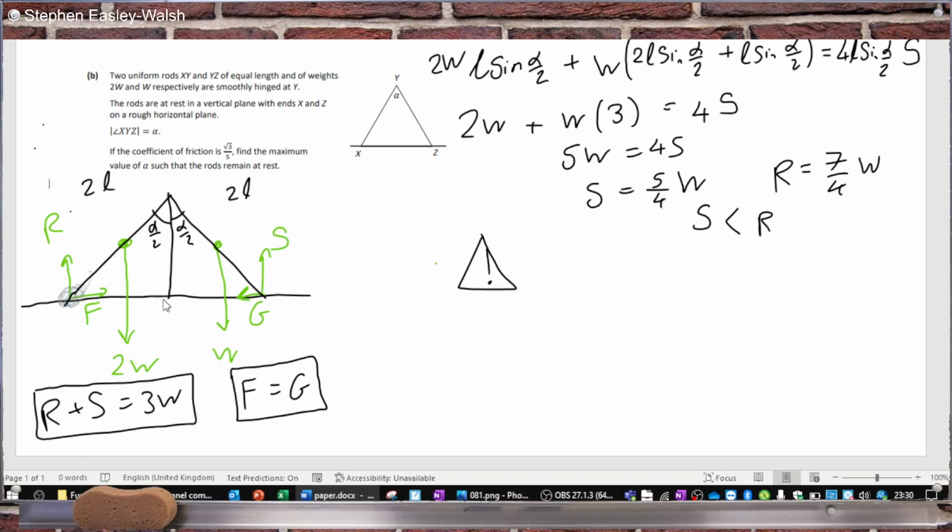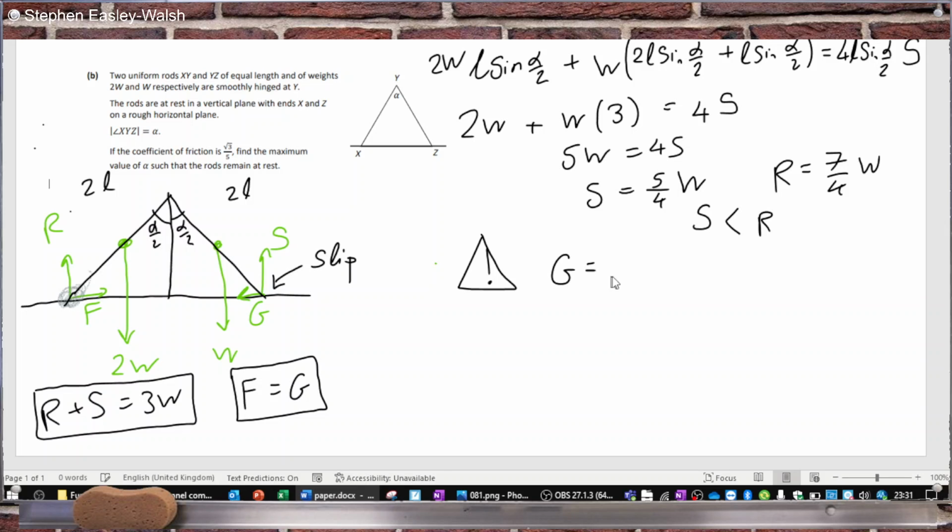I said that they slip at the same time, which is wrong, because the S is smaller than the R. It's only about 1.25 the weight, whereas the R is nearly twice the weight. Because the S is smaller than the R, the slipping happens here first. So now we push the rod to the limit where this one slips, so we can use the formula now.